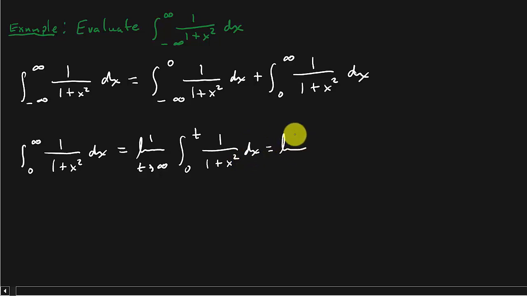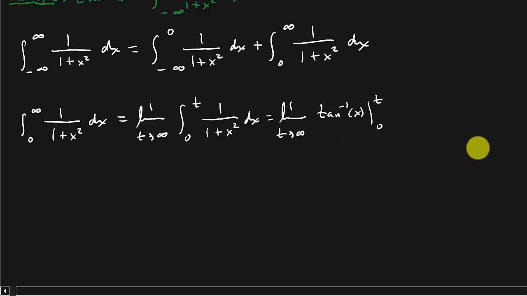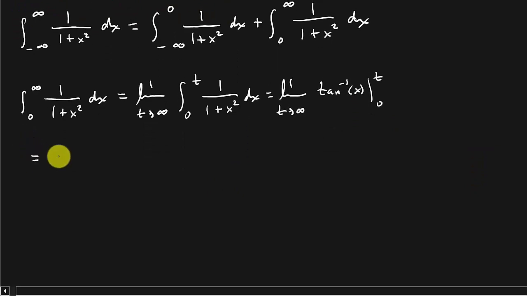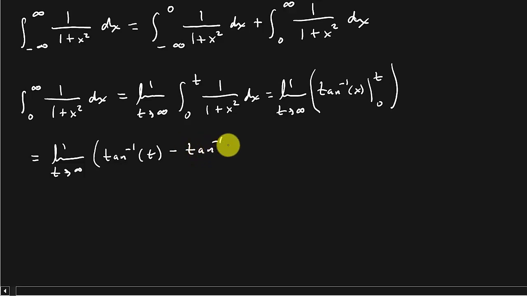And that is equal to the limit as t goes to infinity of inverse tangent x from 0 to t. Remember, the antiderivative of this is inverse tangent. So we are going to get the limit as t goes to infinity, and we're taking the limit of this, so we've got to work this out. That's going to be inverse tan of t minus the inverse tan of 0.